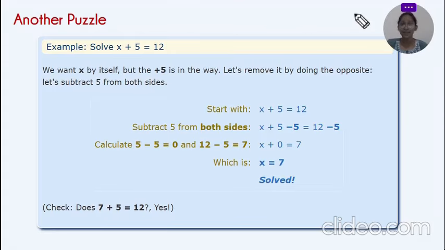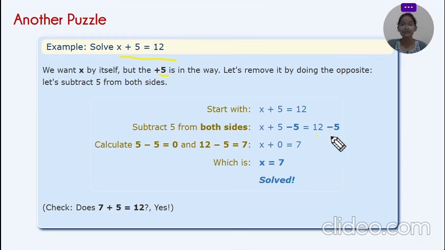Now let's have a look at one more example here. The question we have is x plus 5 equals 12. We want x by itself, alone on one side of the equal sign, but the plus 5 is in the way. So let's remove it by doing the opposite. Let's subtract 5 from both the sides. We start with x plus 5 equals 12. We have plus 5, so we will subtract 5 from both the sides.